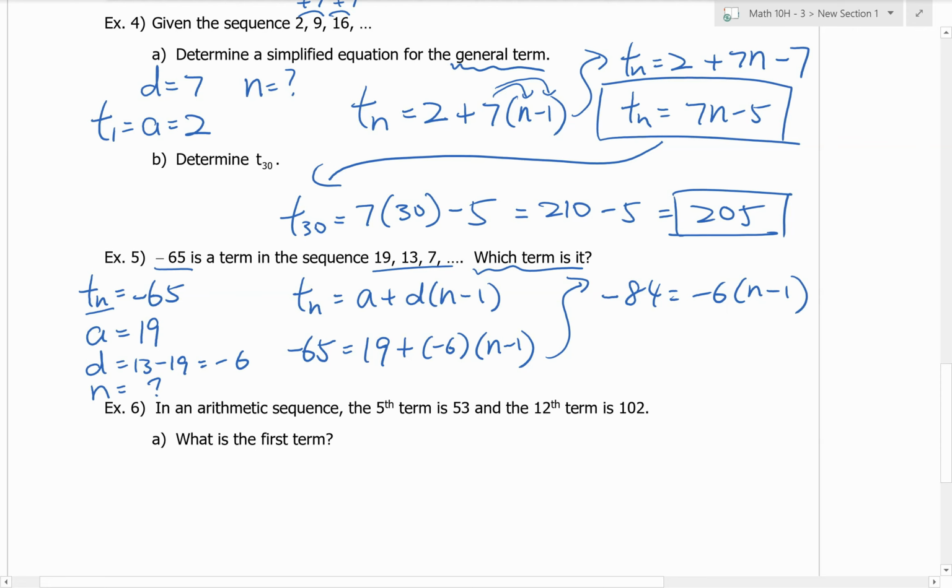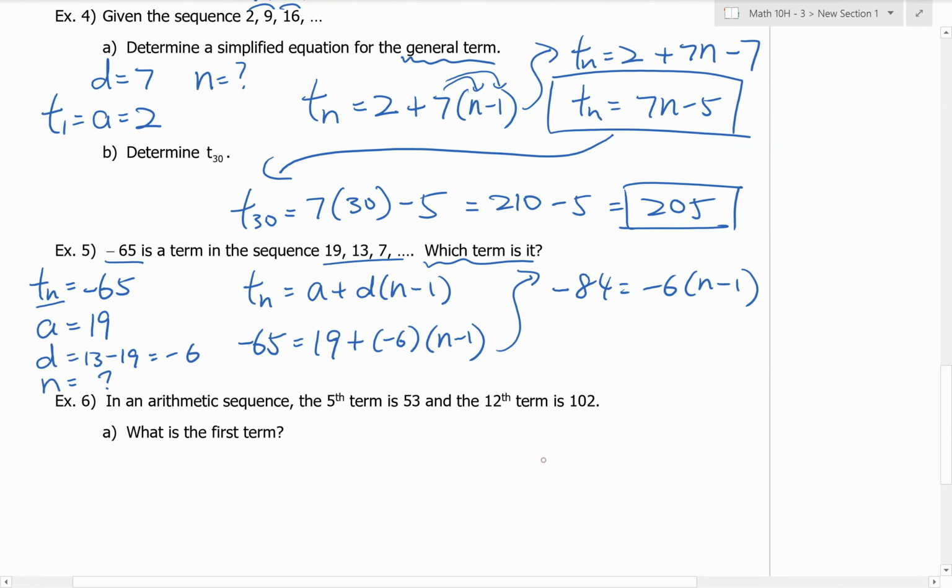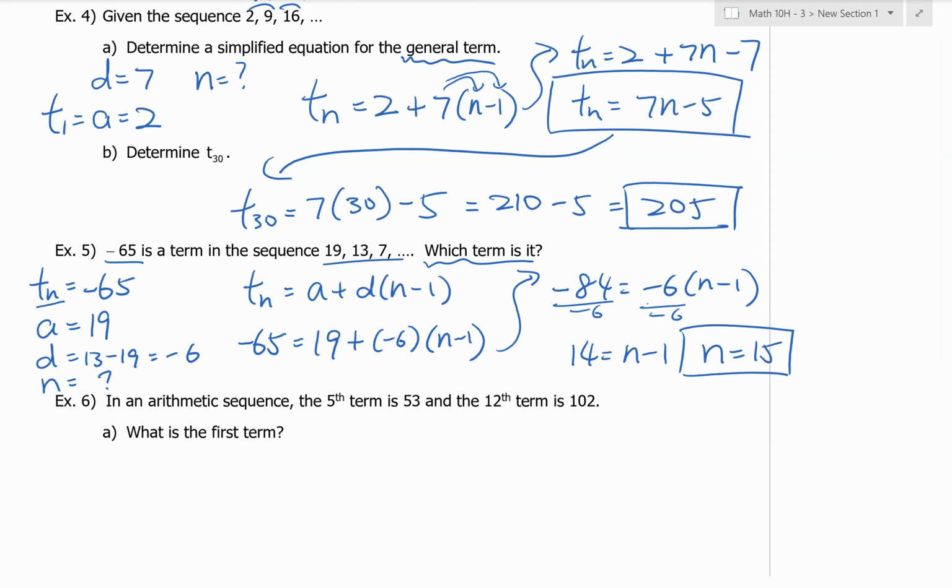Now from here, there are a couple of different ways you can do this. You can either expand first, or in this case, I would divide both sides by -6 first. You will get 14 is equal to n minus 1. And to solve for n, you add 1 to both sides, and you can see n is equal to 15. So what this means is that there are 15 numbers in this sequence, and that 15th number will be -65.